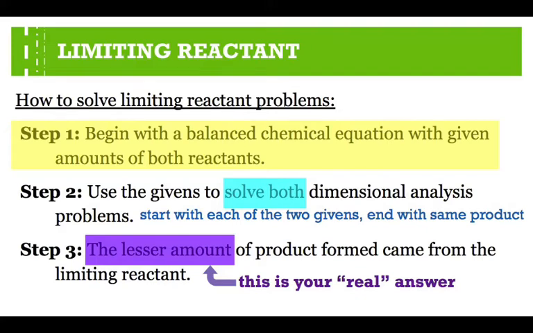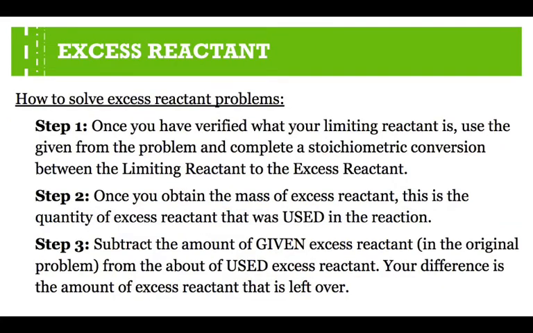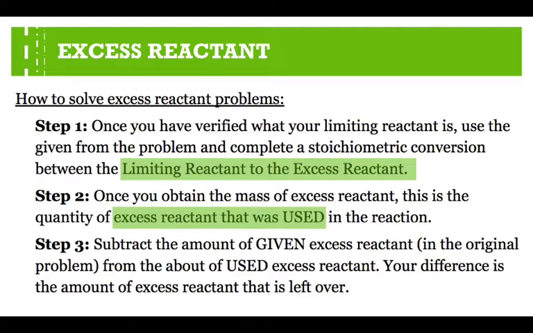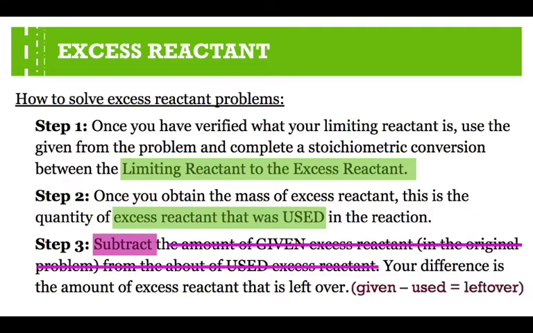So that's our limiting reactant problems. If we are asked for excess reactant, then of course we're going to have to work from limiting reactant to excess reactant, like I said. This just kind of sets the stage after you've done this other stuff, but of course we'd have to do that first. That tells you how much excess reactant was used, and then we are going to be subtracting like it says in step 3, but it actually has that backwards, so I'd like you to cross that out, and then just write given minus used equals leftover.